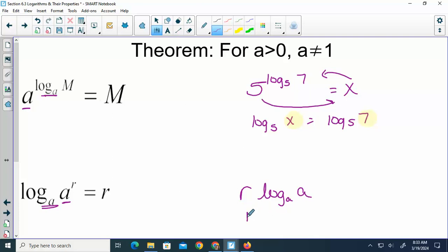So log base a of a to what power equals a, that's just 1. So that gives us r. So if you have an exponential and the log with the same base, they essentially just cancel each other out.